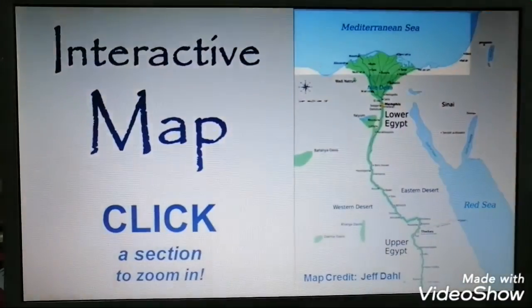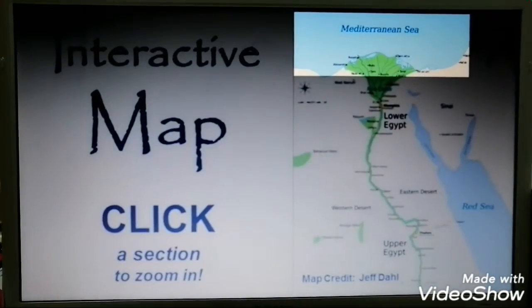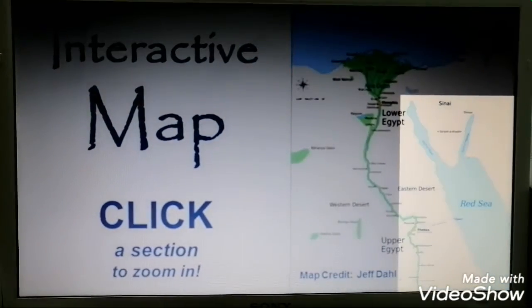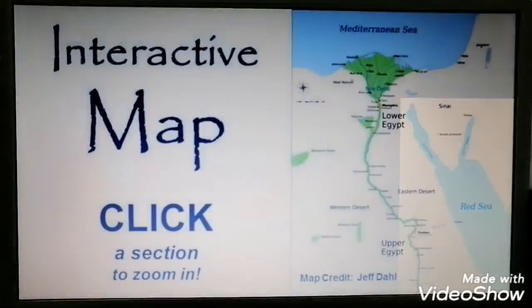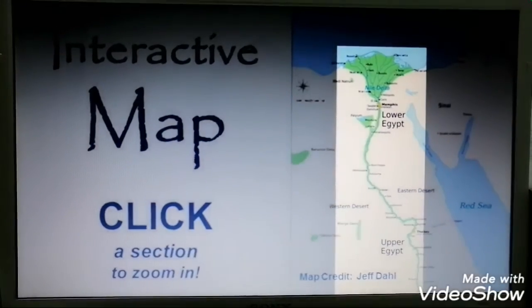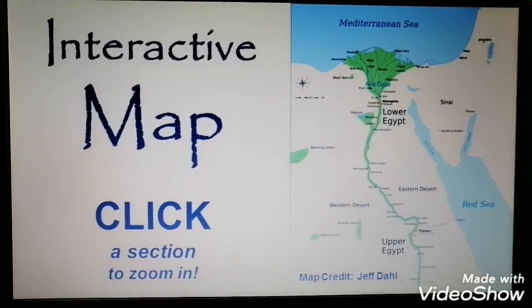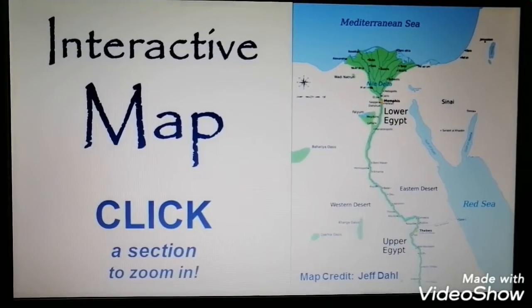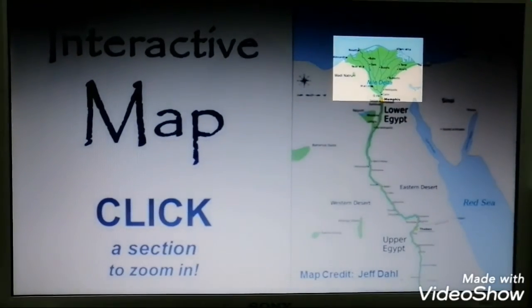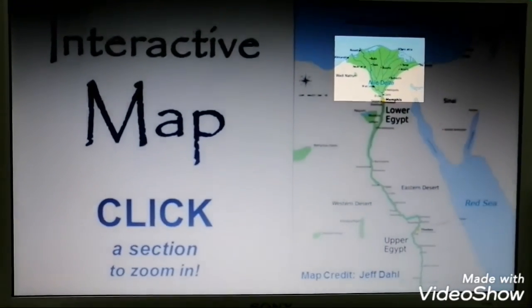Of water, you can see the Mediterranean Sea to the north, and the Red Sea to the east of Egypt, and then you can see the Nile River here at the center. The green area around the Nile River is the Nile floodplain. Here in the north, emptying into the Mediterranean Sea, is the Nile Delta.